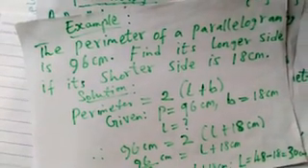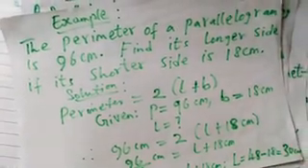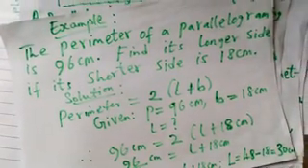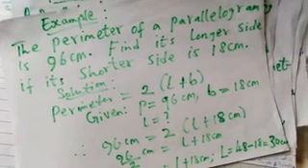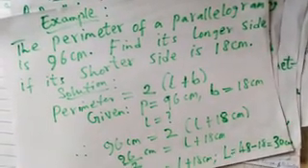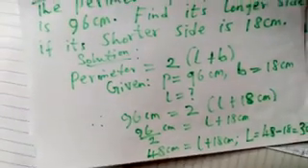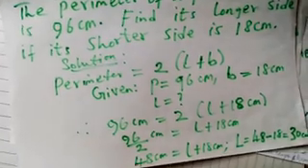Perimeter of a parallelogram is equal to 2 into L plus B. P is given to be what? 96 centimeters, which is the perimeter. B, which is the breadth, is given to be 18. You have to find the longest side. The longest side is the length. You don't know it. So you have 96 centimeters equals 2 into L plus 18 centimeters.